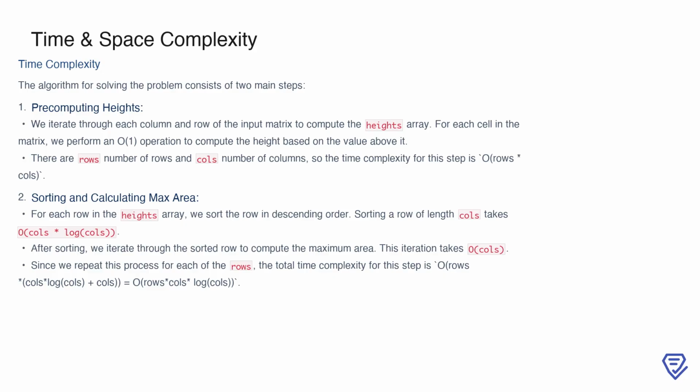The second step is sorting and calculating the maximum area for each row. Here, for each row in the heights array, we sort the row, which takes O(cols * log(cols)), and then iterate through the sorted row to compute the maximum area, which takes O(cols). Since we repeat these operations for all rows, the time complexity of this step becomes O(rows * (cols * log(cols) + cols)), which simplifies to O(rows * cols * log(cols)).